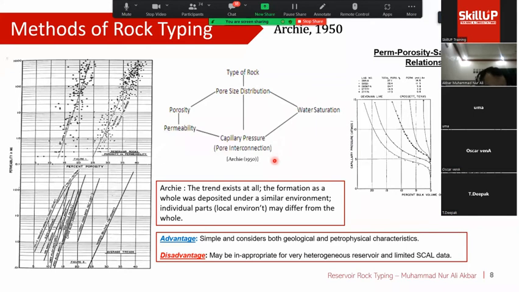The advantage of this method is that it is very simple, because we just consider the geological and petrophysical characteristics. But the problem is when we try to connect with the special core analysis data for the rock type, especially for heterogeneous rock like carbonate, it will be inappropriate to use because there will be a lot of overlapping between the capillary pressure and the porosity permeability relations.